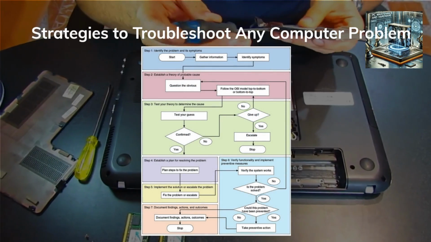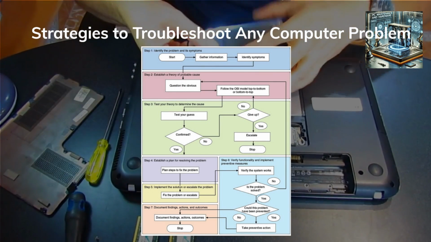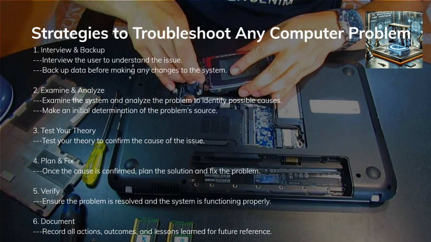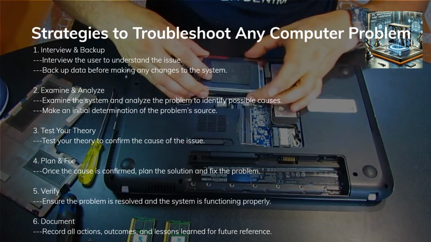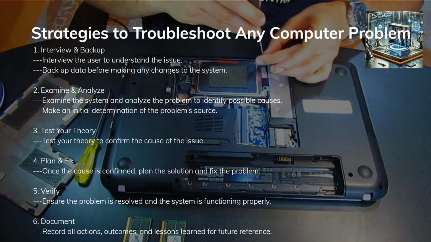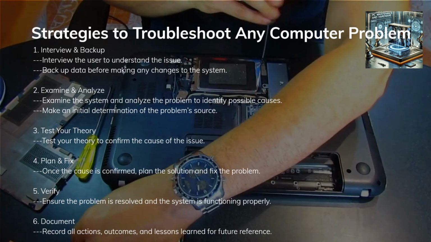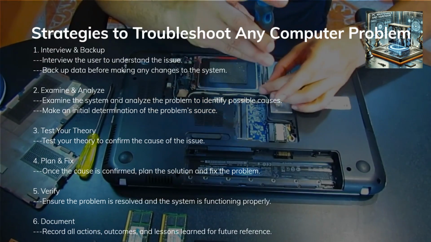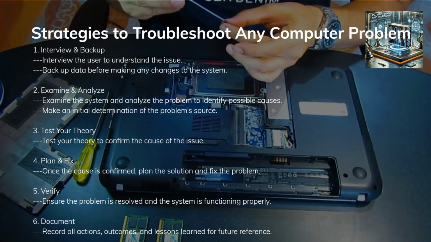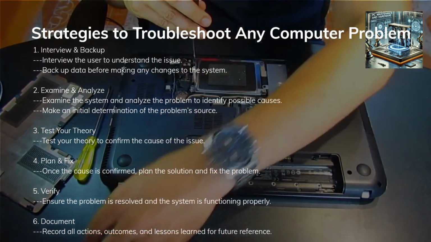When troubleshooting a system, follow these key steps. First, always interview the user to understand the issue, and make sure to back up any data before making changes. Next, examine the system, analyze the problem, and try to determine its source. Once you have a theory, test it. After identifying the issue, create a plan to fix it and apply the solution. Once fixed, verify that the system is working correctly. Finally, document everything: what steps you took, the outcome, and what you learned from the process.